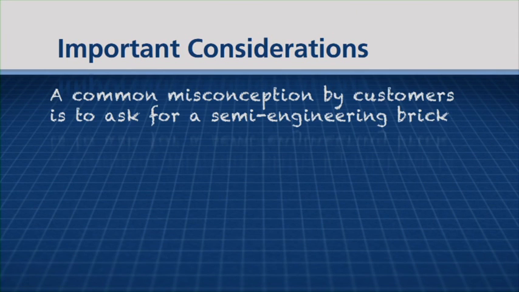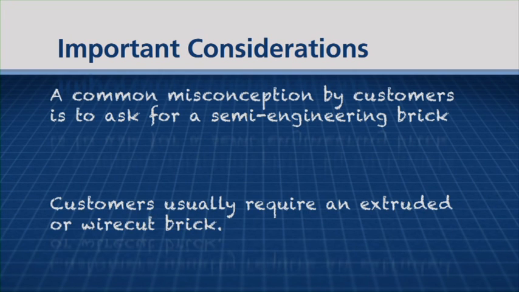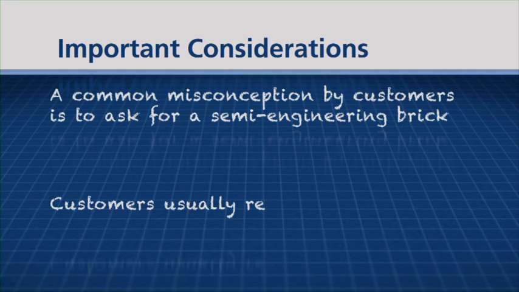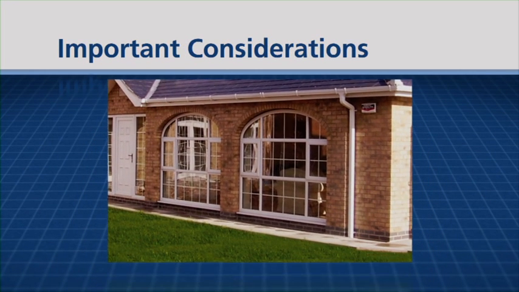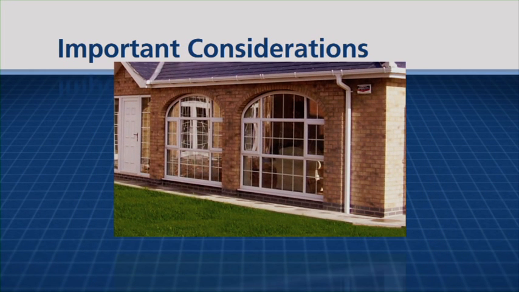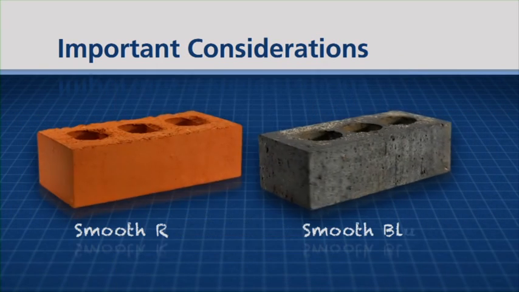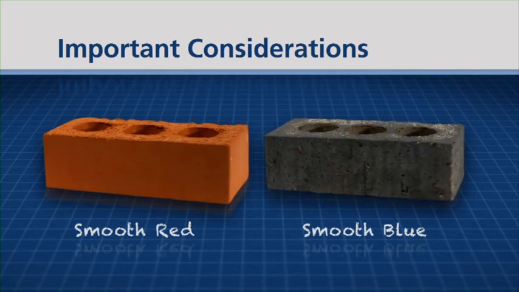A common misconception by customers is to ask for a semi-engineering brick. However, there is no such thing. Customers usually require an extruded or wire-cut brick. True engineering bricks are not sold for appearance, but for their technical properties, commonly used below damp-proof courses, in manhole construction and capping walls. Engineering bricks are usually perforated or solid and come in smooth red or smooth blue appearance.